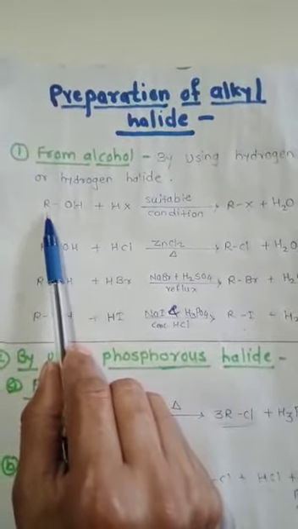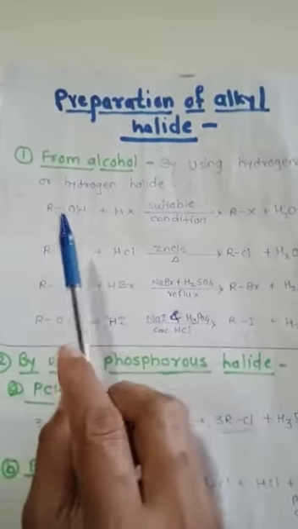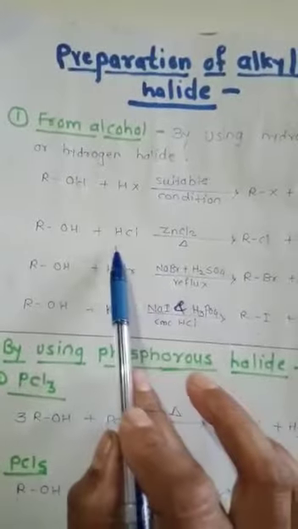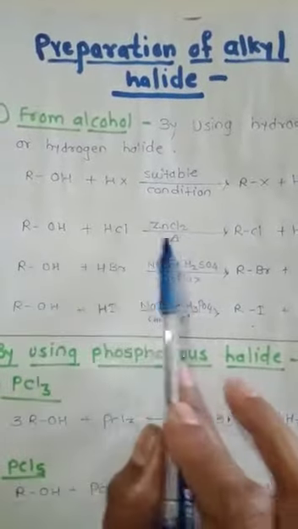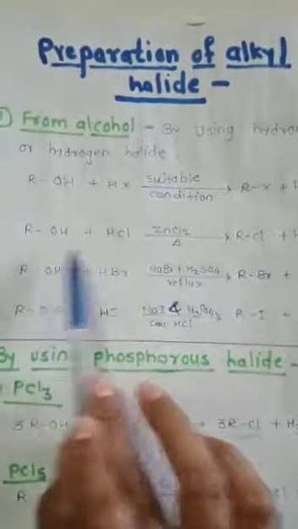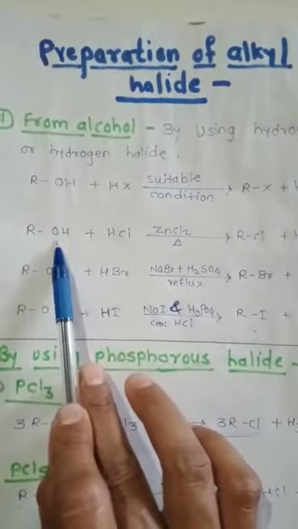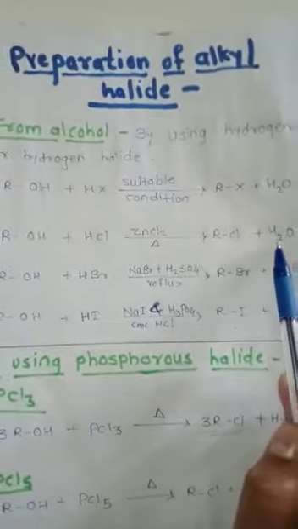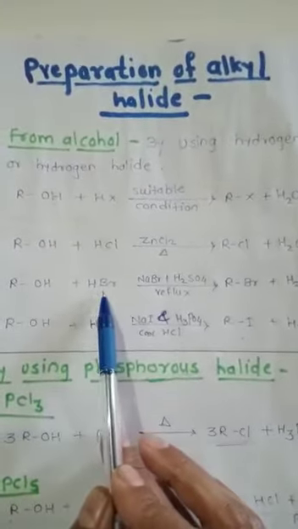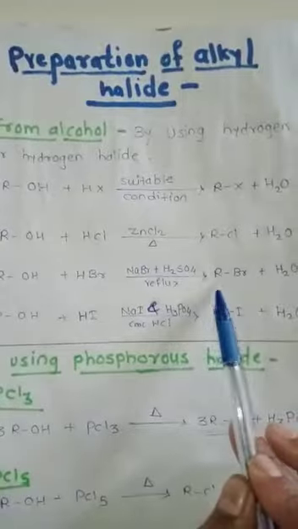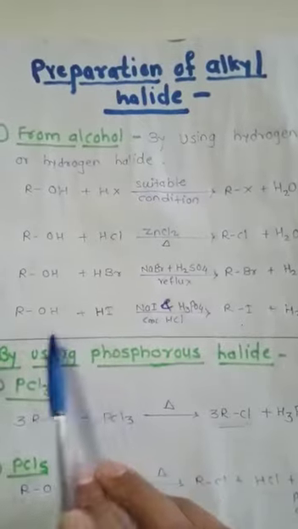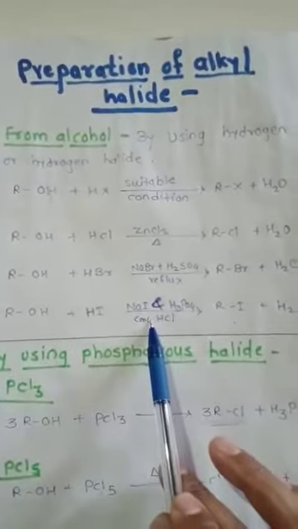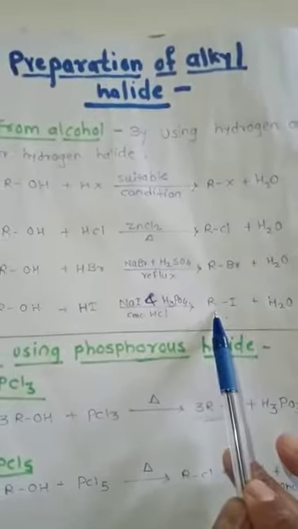In the place of R we can write any alkyl group: methyl group, ethyl group, propyl group. Next, see here, we use HCl. In the presence of ZnCl2 and heat, when we add HCl into alcohol we get alkyl chloride. Same, when we add HBr into alcohol we get alkyl bromide. And same, when we add HI into alcohol in the presence of suitable condition we get alkyl iodide.